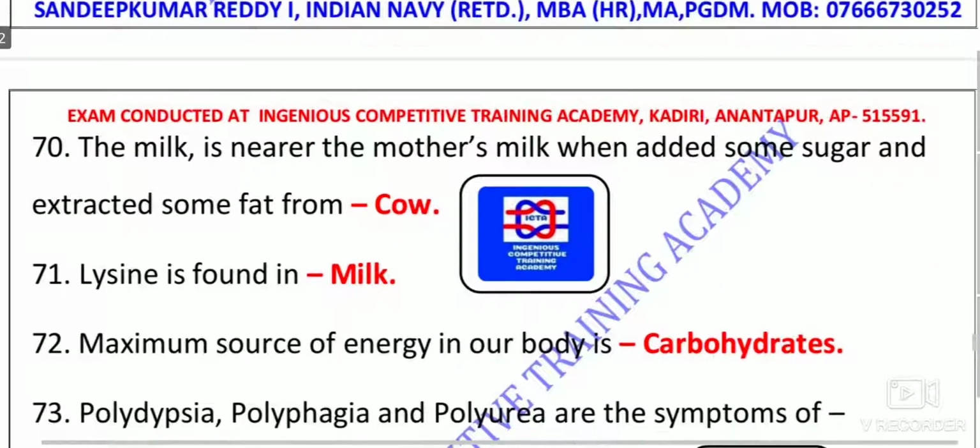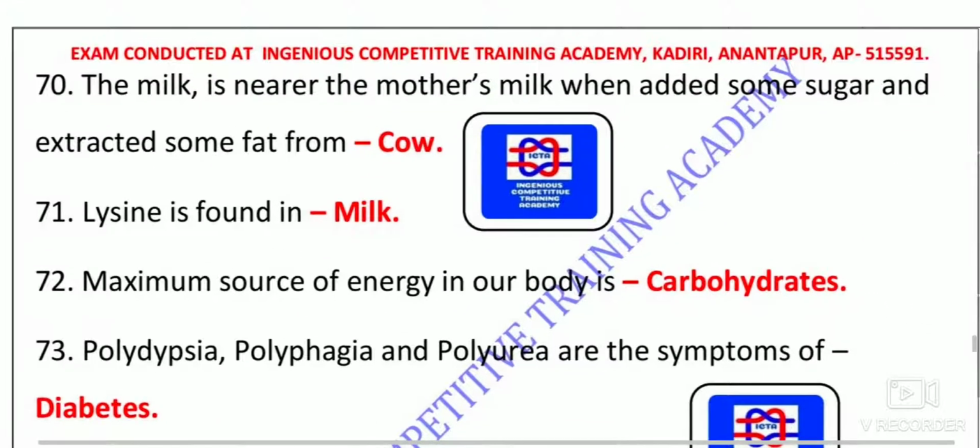Next we have the milk nearest to mother's milk, when some sugar is added and some fat is extracted from cow's milk. Please remember, this is very good for children. Lysine is found in which place? We will find it in milk.